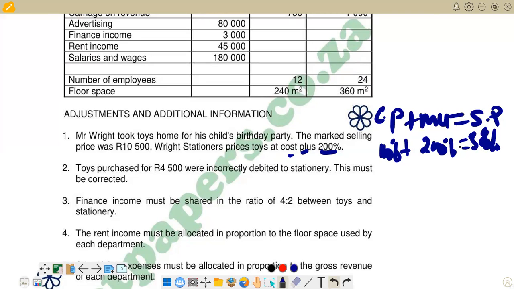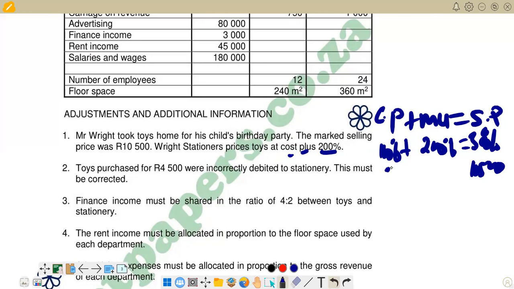So this is the representation that we have in the form of percentages, or the distribution, between cost price, markup, and selling price. So what does it mean? We are given a figure of 10,500 as the selling price. So 10,500 represents our selling price, and the figure that we want is the cost price.